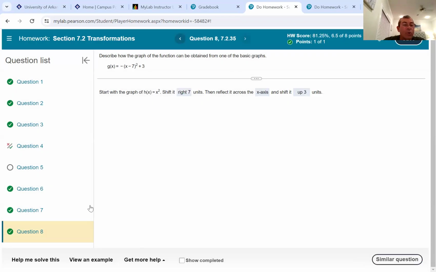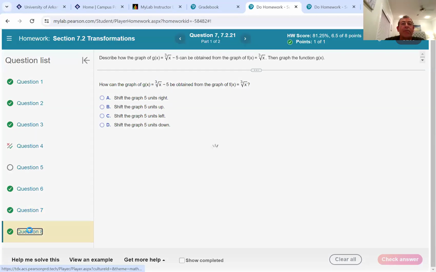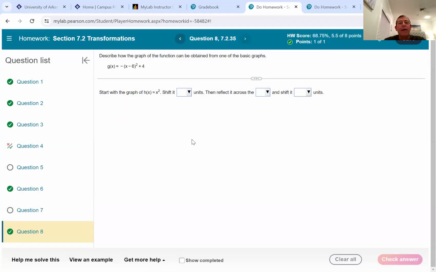Now, 8's the last one, so let me switch to another number and then come back to 8, because I want y'all to play with this one. All right, there you go, y'all. You've got negative x minus 6 squared plus 4. It says start with h of x equals x squared, which is our basic graph. And then you're going to shift it right 4, left 6, or right 6.